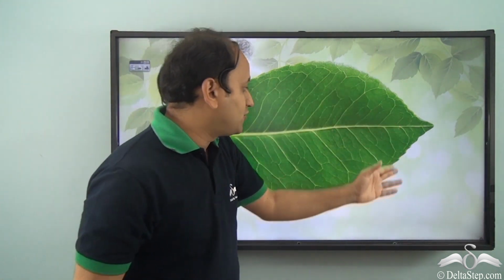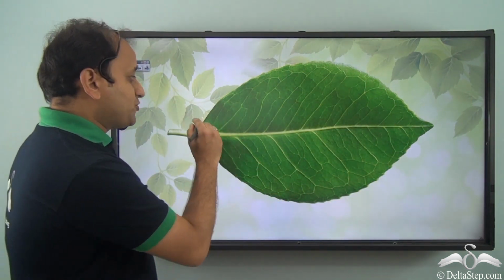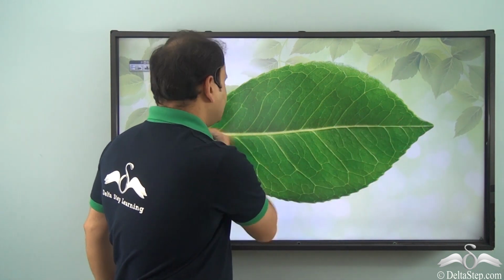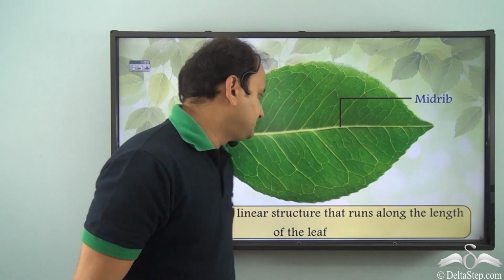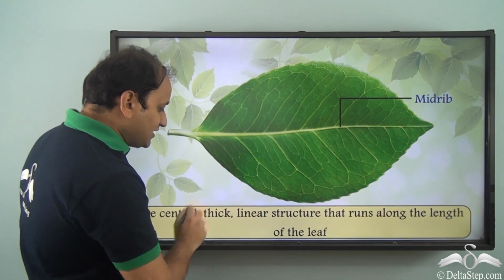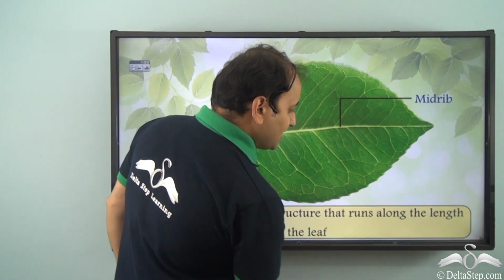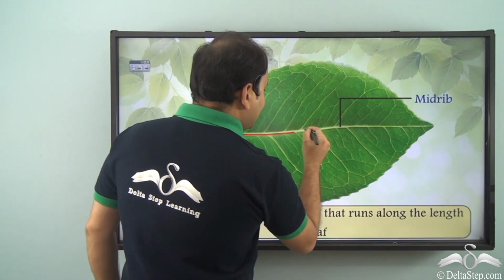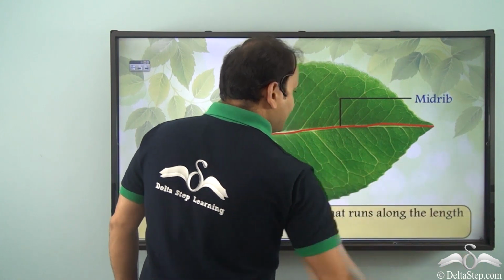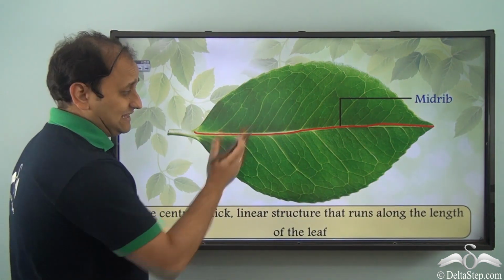This is the leaf in front of us, and the most prominent part is this in the middle. This is called midrib. So midrib is the central thick linear structure that runs along the length of the leaf. That's midrib.